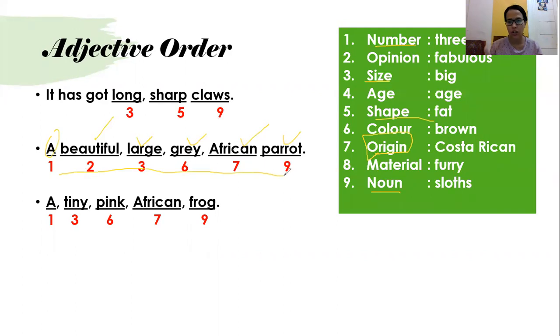So once you order it, you will use this as your guidance. The last one, again a as a number, tiny the size, pink is the color, African is the origin, and the last one, the noun is frog. So a tiny pink African frog. Okay, memorize again at home.